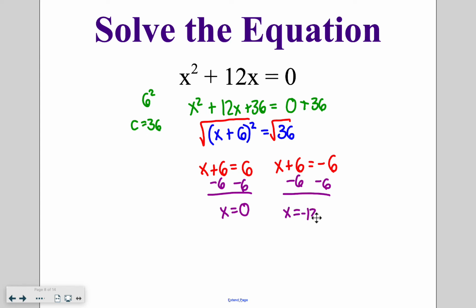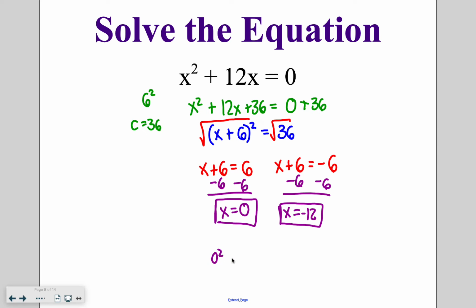Once again, these solutions tell us where our quadratic function is crossing the x-axis. We're looking for the same thing we've been looking for the last couple of lessons. We're just doing it with a different method now. You can double check your answers by plugging it back in.